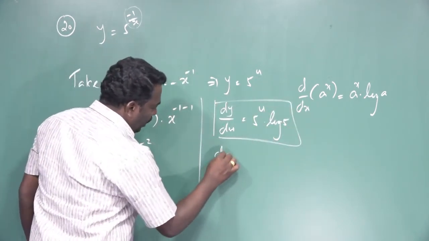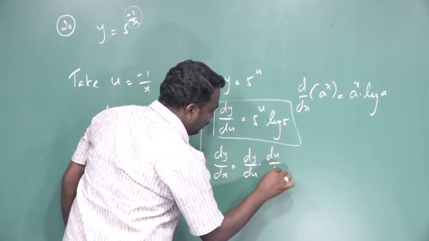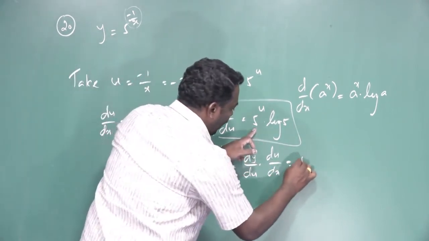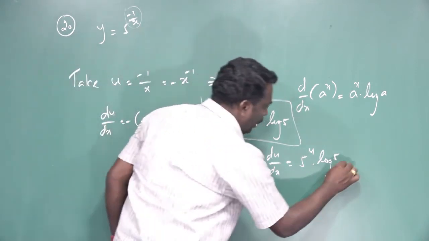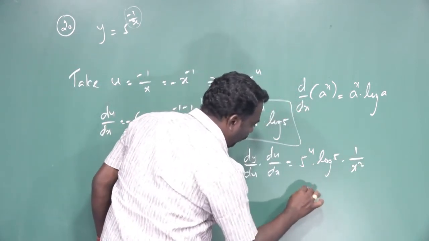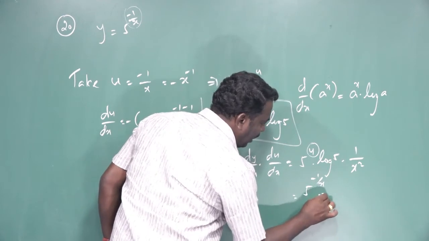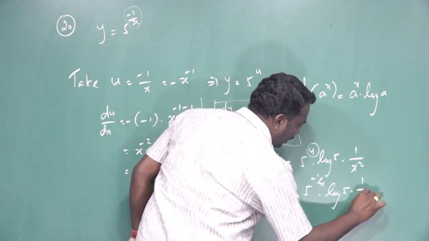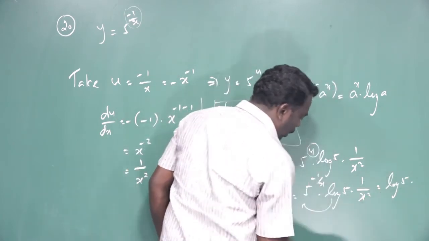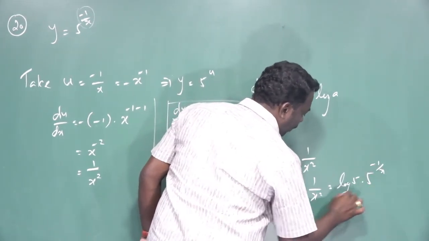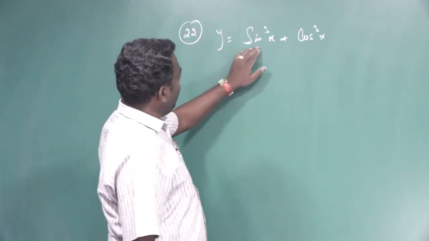Now applying the chain rule, dy by dx is equal to dy by du into du by dx. So dy by dx equal to 5 power u into log 5, then du by dx equal to 1 by x square. That is equal to 5 power u, and u we consider as minus 1 by x, so 5 power minus 1 by x into log 5 into 1 by x square. Therefore, writing log 5 in the first term, log 5 into 5 power minus 1 by x by x square. That is the final simplification.